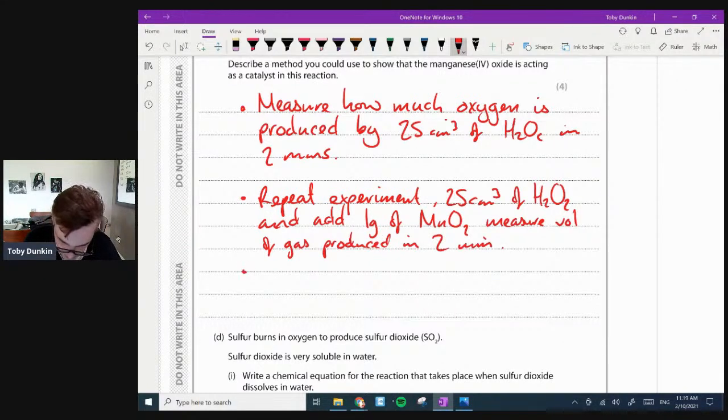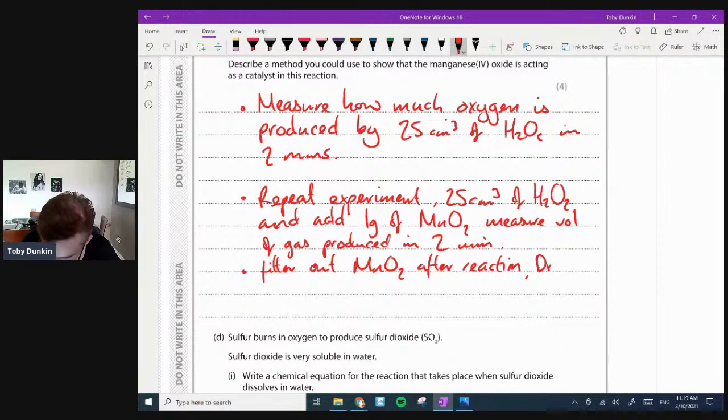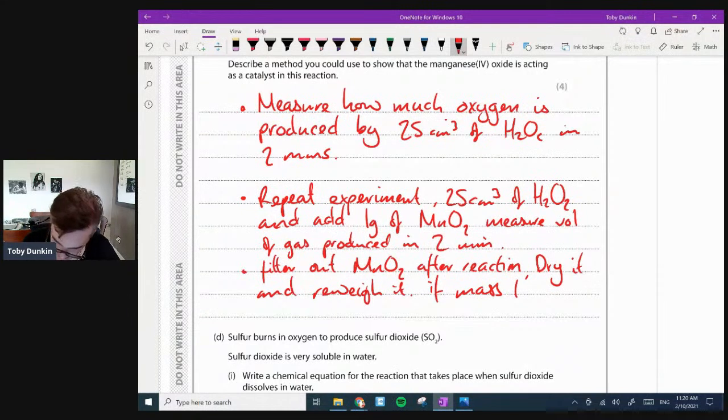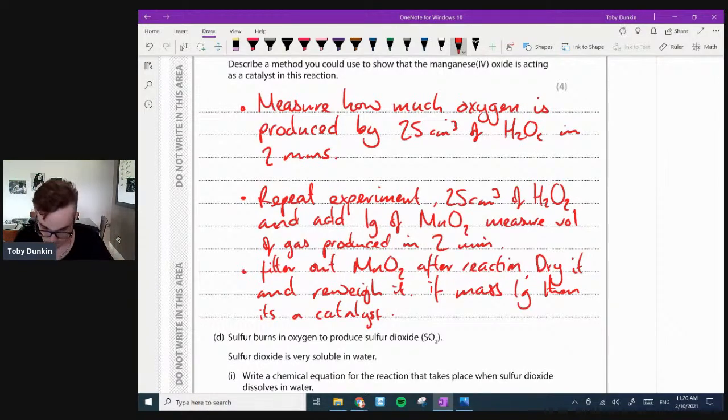Then what we're going to do is filter out MnO2 after reaction, dry it and reweigh it. If mass still 1 gram, then it's a catalyst. We need to make more gas and the catalyst not be used up.